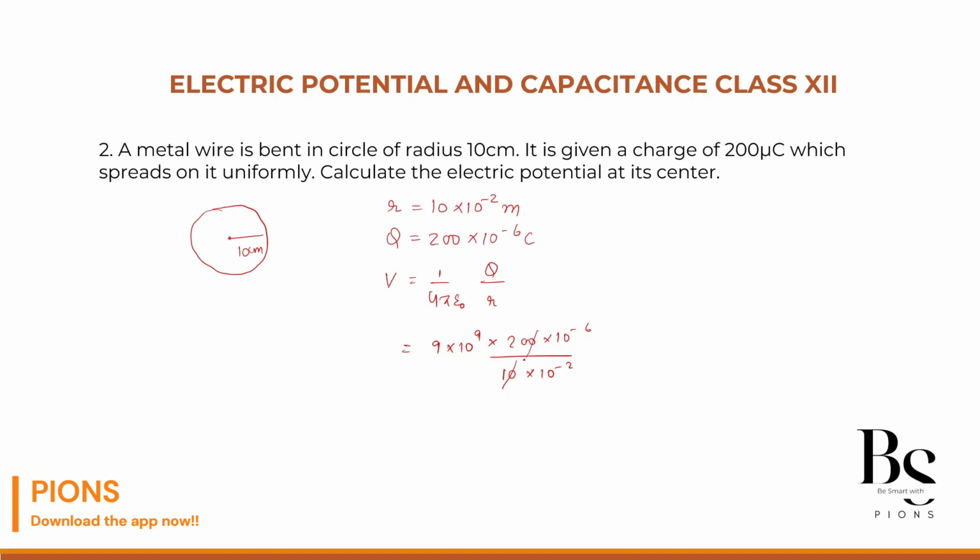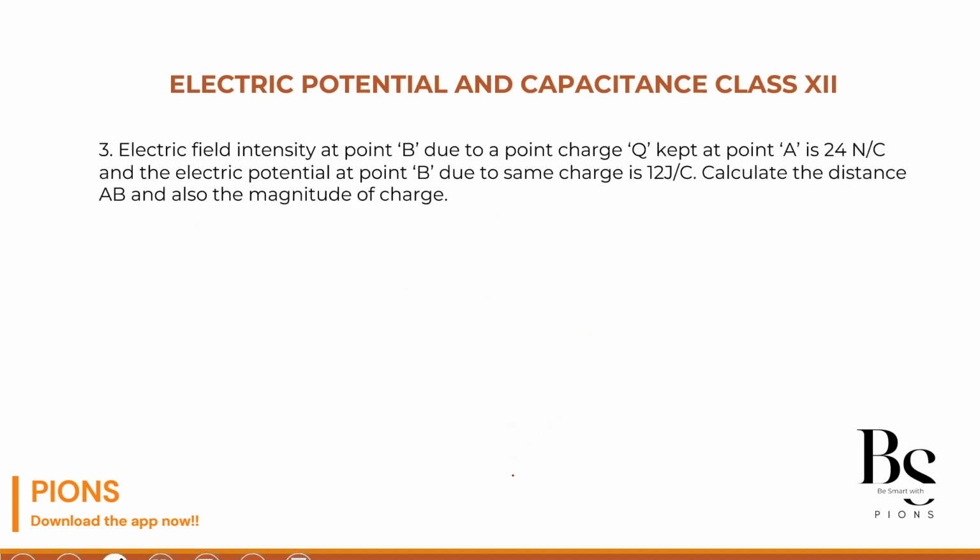Let's cancel this with this. We are left with 9 into 20, which is 180, into 10 to the power 9 minus 6, which is 3. And let's take this 10 to the power minus 2 to the top. It will be plus 2. This will give you 180 into 10 to the power 5, or you can say 18 into 10 to the power 6. What's the unit? Volts. That's your answer to question number 2. Let's move to question number 3.